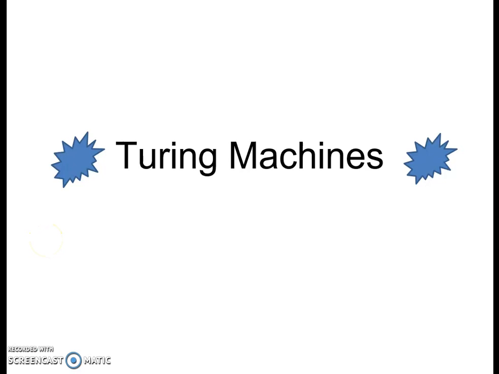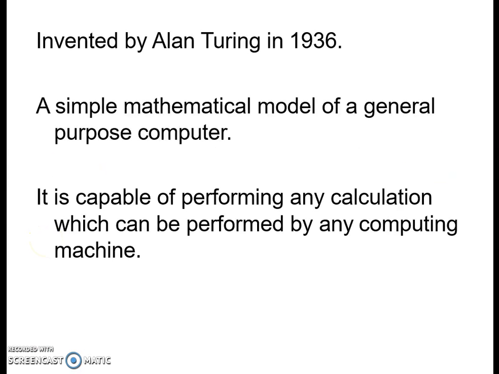Hello guys, today we'll be discussing Turing machines. The Turing machine was invented by Sir Alan Turing in the year 1936. A Turing machine is a simple mathematical model of a general purpose computer. It is capable of performing any calculation which can be performed by any computing machine.